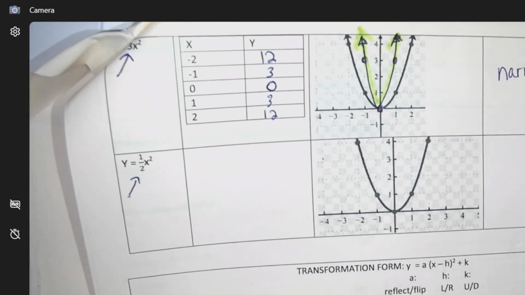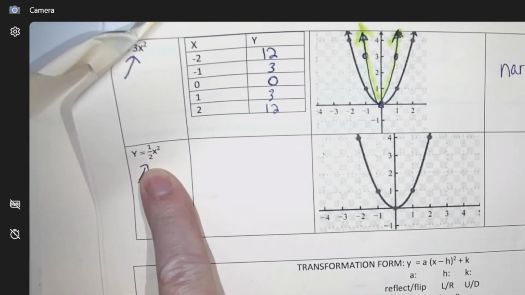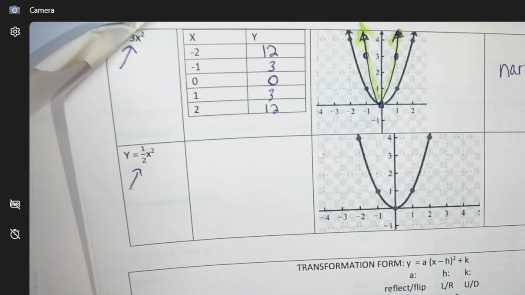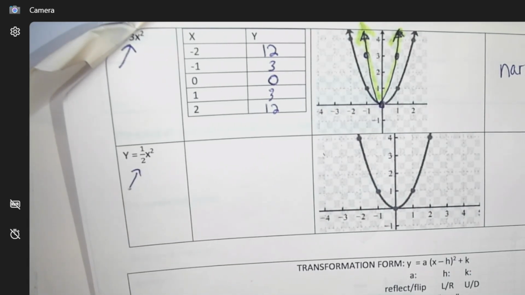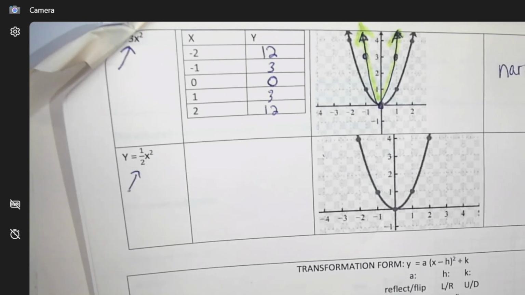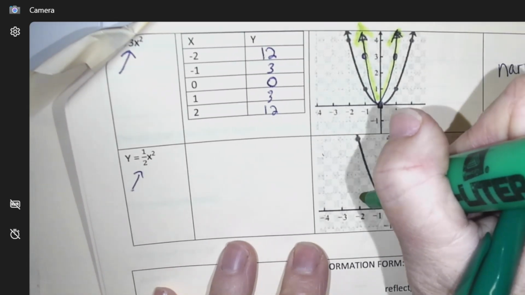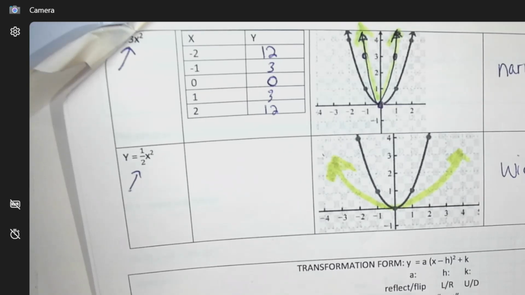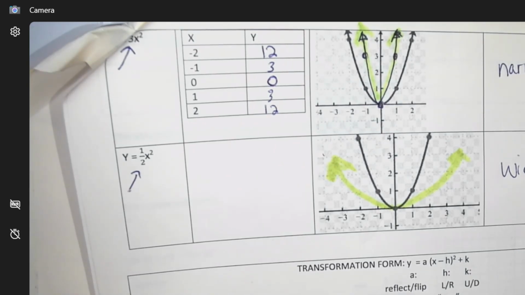Okay, what do you predict then would happen with this multiplier? So this multiplier was 3, and now this one is a half multiplier. So what do you think is going to happen to the arms? They're going to go, what's opposite of narrowing? We're going to widen. Okay, so just kind of draw a general parabola here. We won't get too detailed. It's just going to widen those arms out, okay?